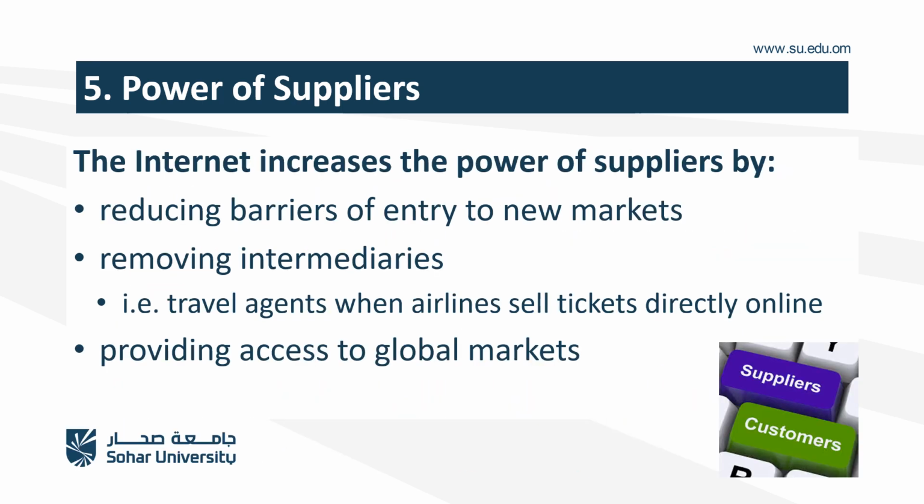So the internet increased the power of suppliers by reducing barriers to entry to new markets and removing intermediaries. For example, in the case of tourism, travel agents are removed when an airline sells tickets directly online. So in this case, travel agents are now being removed because the airlines deal directly with the customers, who can buy the ticket online without going through travel agents.